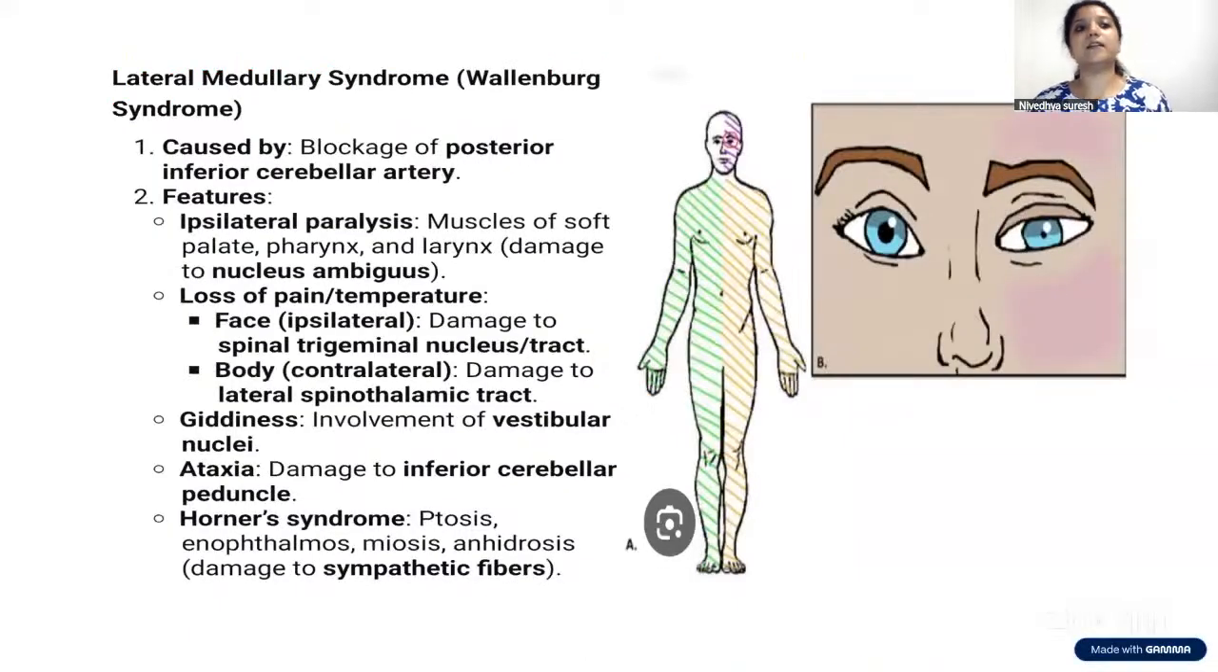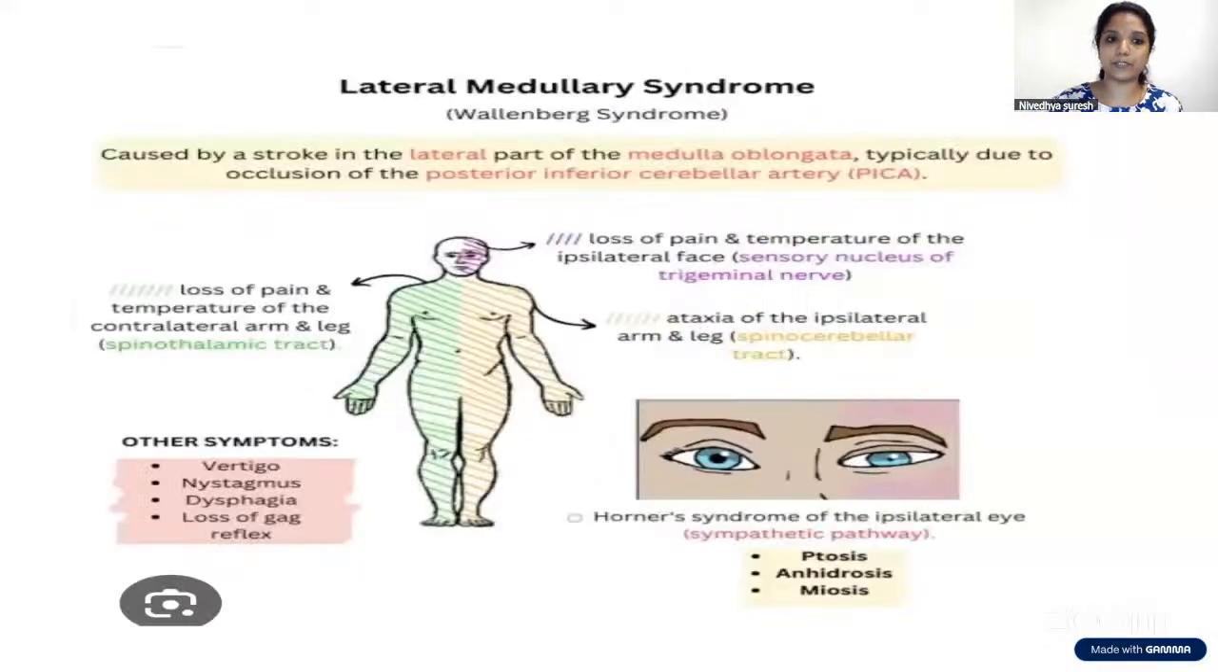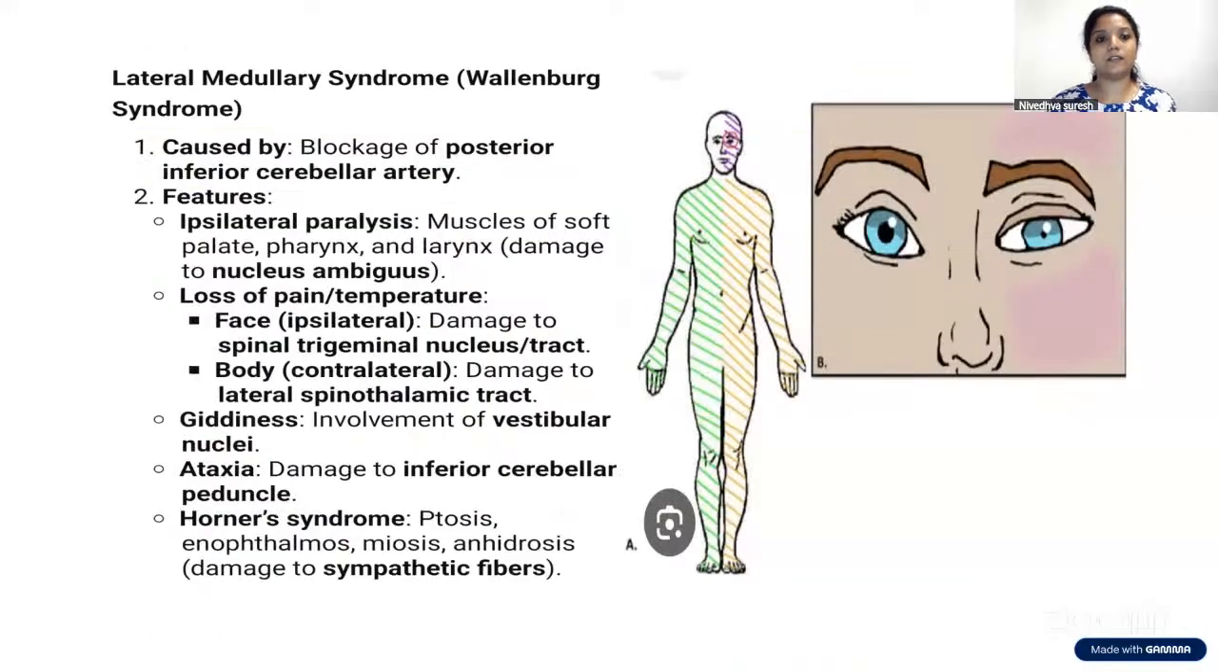And next is the lateral medullary syndrome. So, medial medullary syndrome and lateral medullary syndrome. Lateral medullary syndrome is the Wallenberg syndrome. This is caused by the blockage of the posterior inferior cerebellar artery.